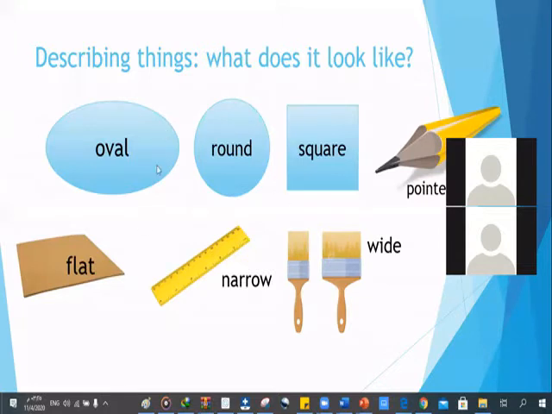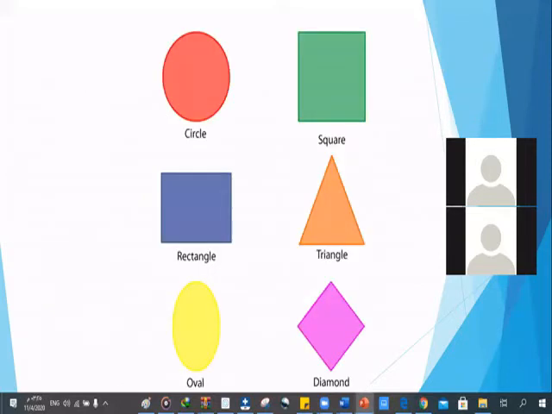These are some adjectives: oval, round, square, pointed, flat. When we say something is flat, it means like a flat surface. Flat, narrow, and the opposite of narrow is wide. Some other shapes we have: circle, of course, square, when something has a square shape. A rectangle, triangle, oval, we said oval, and diamond. This is called the diamond shape.